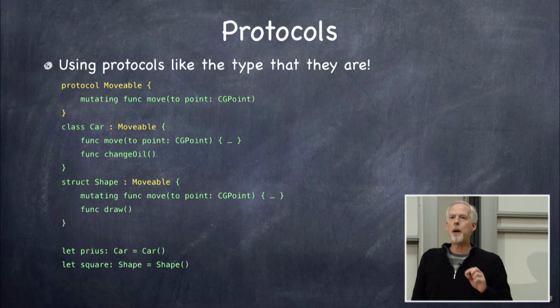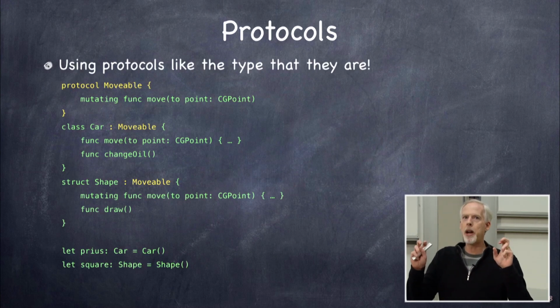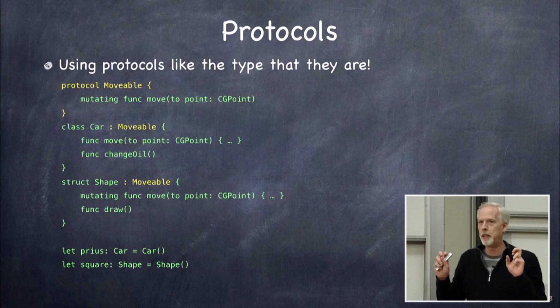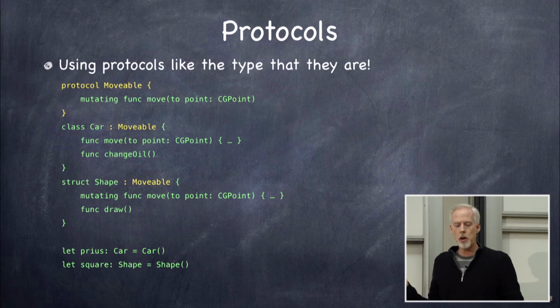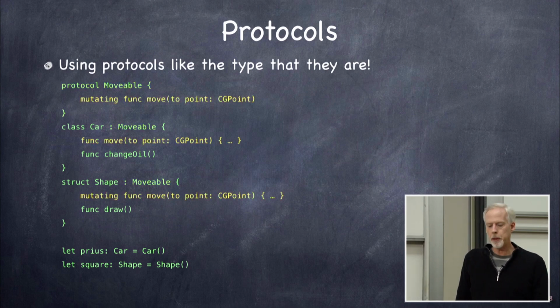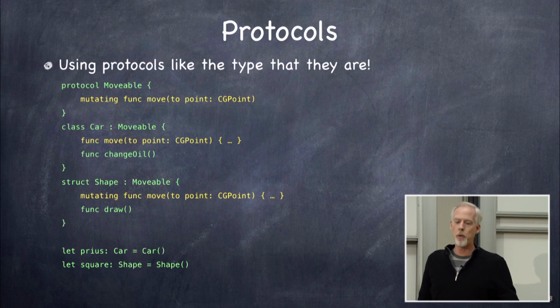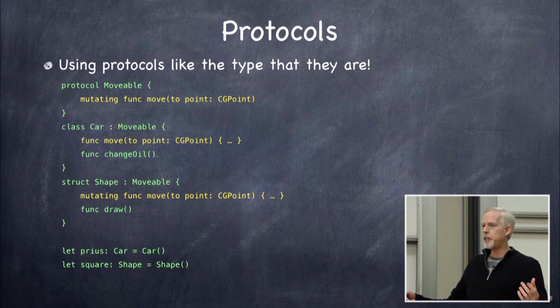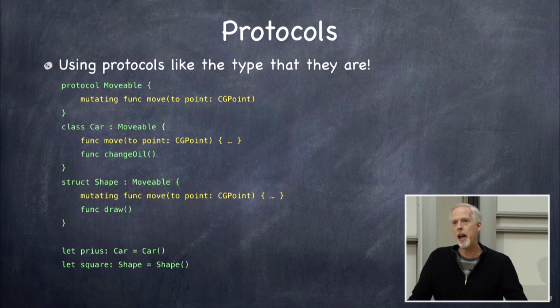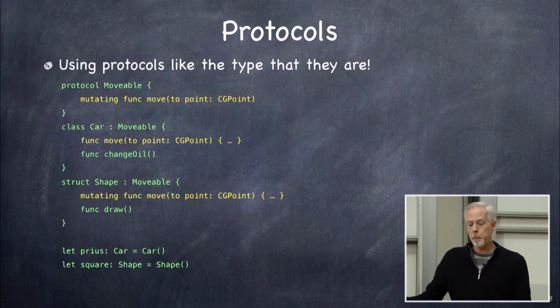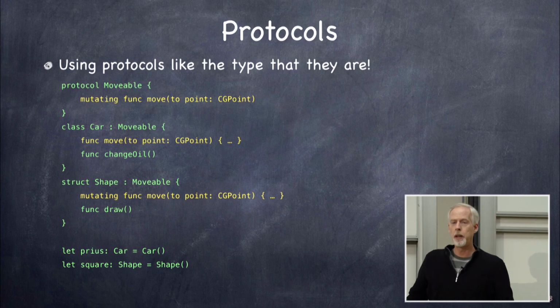Okay, let's see an example of using protocols like the type they are. Protocols are types. Here I have a protocol called Movable. It has one method in it called moveTo, right? And I've created a class called Car, which can be moved, and another class called Shape, like triangle or square, which can also be moved. Now, a car and a shape, incredibly different things, and one's a class and one's a struct, but both of them implement this same protocol. Okay, and we're going to see what it looks like in the code when you have this kind of situation, which is perfectly legal to do.